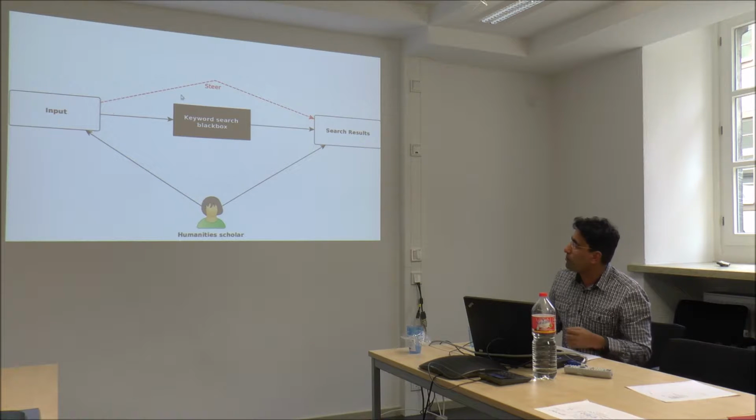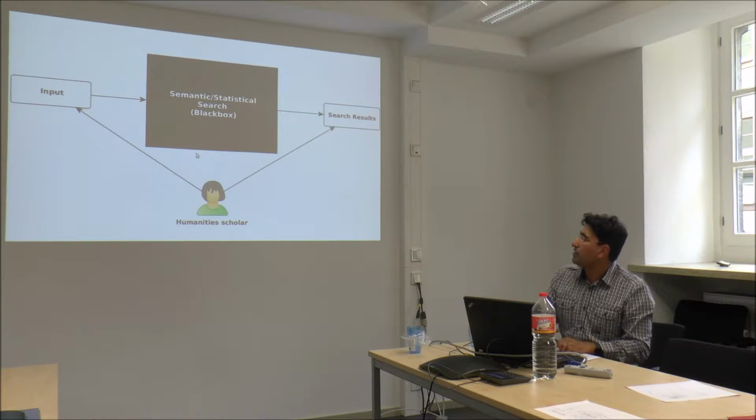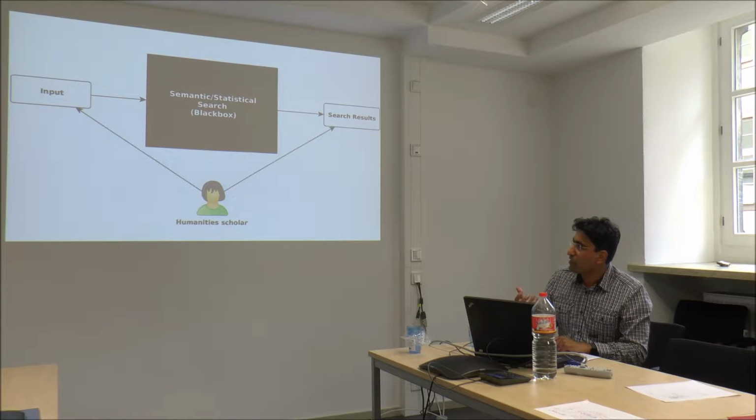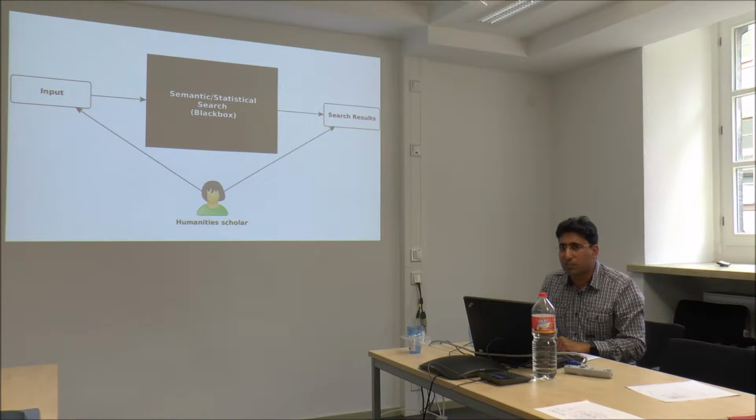But the beauty of keyword search is that when you provide some input, you can reformulate your query again and again, so you can steer the search as you require. Because of the steering, this is not a problem for a humanities scholar. But in semantic or statistical search approaches, this black box is quite hidden from the user. All the semantic or statistical work is done by the computer, which makes these models, and then based on these models you get some search results.